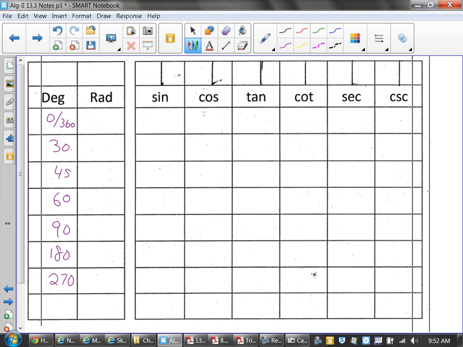What I want you to think of here is sine is what over what? In letters, then what do we write? Y over R. X over R. Cotangent. Secant. And cosecant.